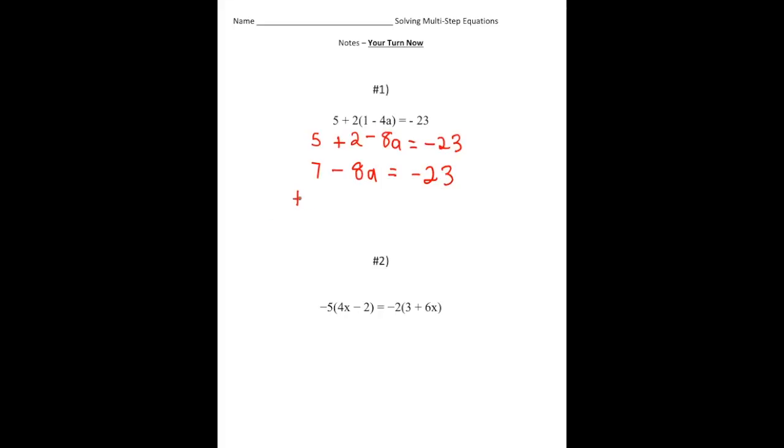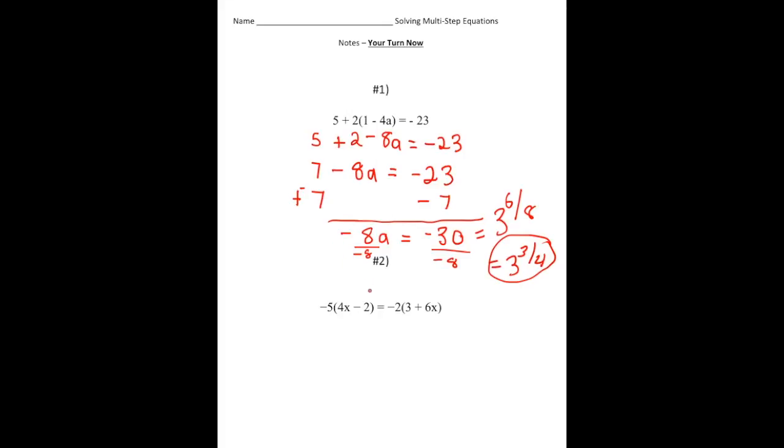I'm going to take away 7. Or how about this? I'm going to add a negative 7 to both sides, which is the same as take away 7. So now we have negative 8a equals negative 30. And then I'm going to divide both sides by negative 8. And let's see, that's going to be a positive answer. So let's see, 8 goes into 30 3 times with 6 left over. So it's going to be 3 6/8, which is equivalent to 3 3/4.